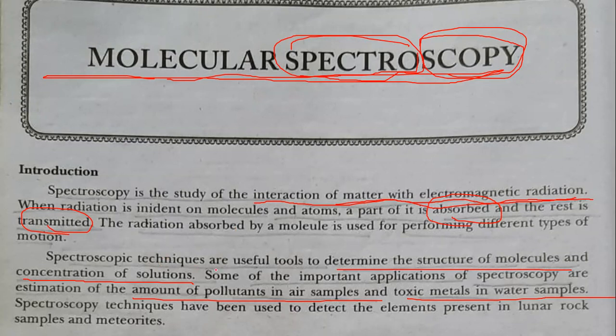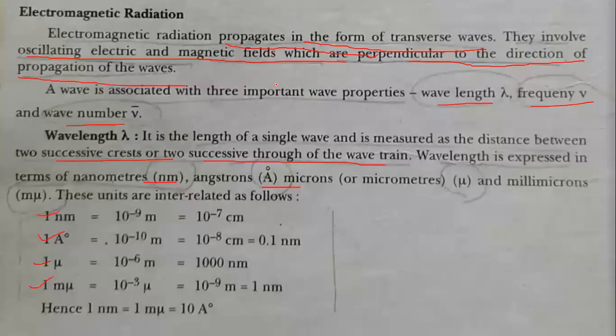Okay, so this technique is useful to determine the structure of a molecule, and also useful for determining the concentration of any solution. That's why this technique is very important. Using this technique, we can find out different pollutants present in the air, water, and soil. We can also find out impurities in different substances. So the spectroscopic technique has its own importance in our day-to-day life.